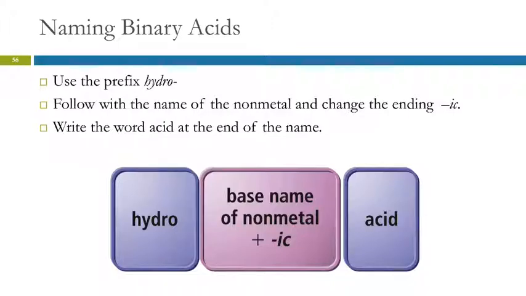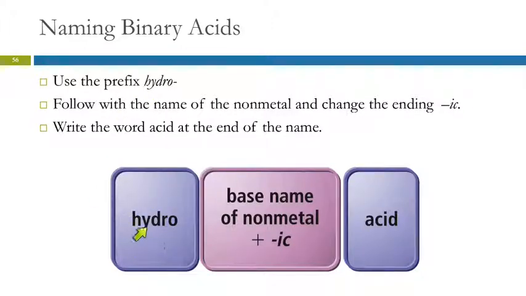So these two different groups have different patterns for their names. So the binary acids, almost always just two nonmetals. And here we're going to use the prefix hydro.